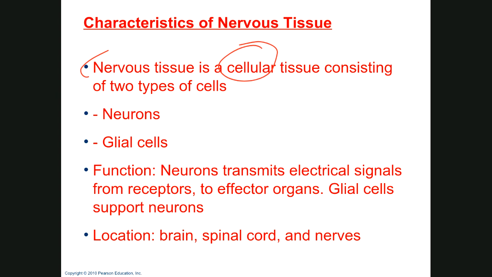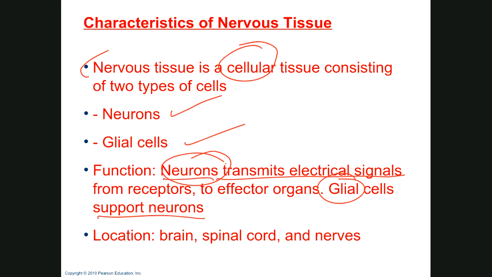The main type of cells are the neurons, and then the glial cells, which are the supporting cells. The function of the tissue is to transmit electrical signals. So the neurons are going to create and transmit electrical signals. The glial cells are the helper support cells that keep the neurons alive by giving them oxygen and nutrients, removing the waste, and performing other protective supporting functions. The location of this tissue is brain, spinal cord, and nerves.